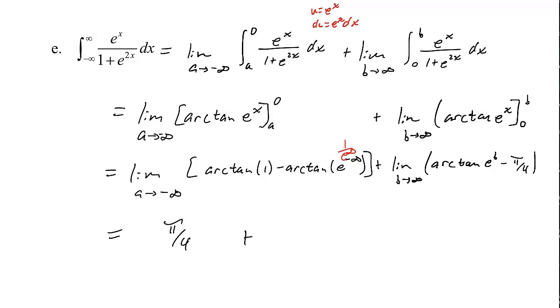So if I evaluate my arctangent of e to the infinity, that'll be arctangent as it goes to infinity, which is pi over 2. And then I have that minus pi over 4. So this whole thing comes out as pi over 2. Gotta know your unit circle stuff.